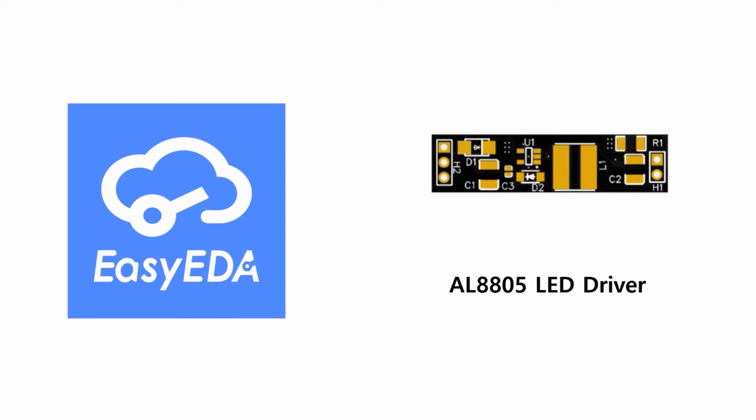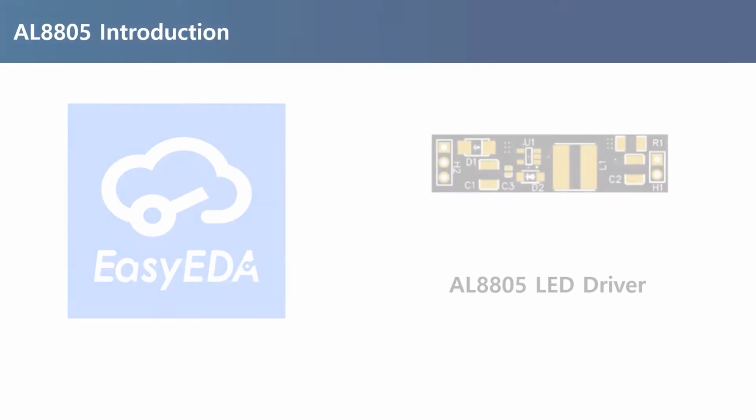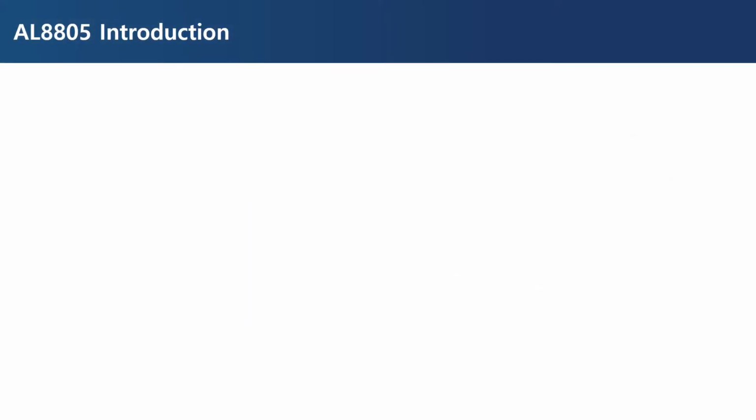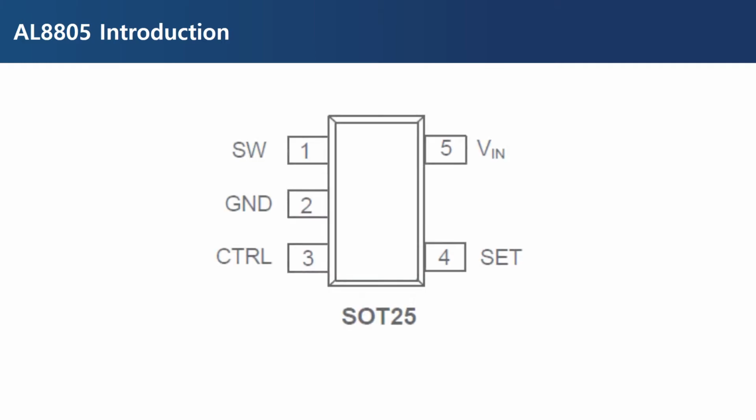The tool to be used is a tool called EasyEDA, and the target product will be an LED driver using AL8805 IC. Before going into the design, let me briefly introduce you about the AL8805. AL8805 is a component that supplies a constant current to drive the LED. There are 5 pins with the SOT25 package.